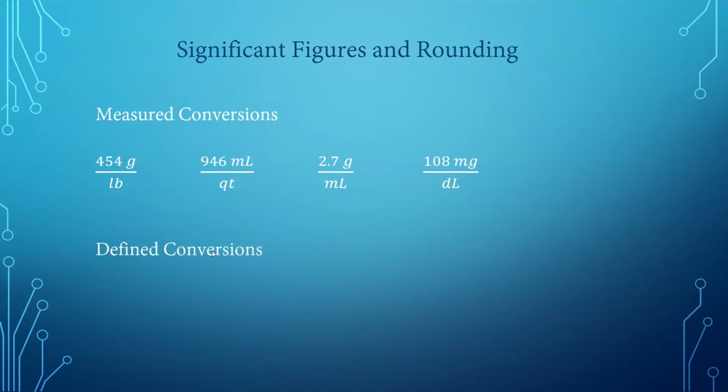Now there's another kind of conversion which we call defined conversions, because they're definitions. Someone simply said, let this be the conversion. For example, are there approximately 100 cents in a dollar, or are there exactly 100 cents in a dollar? And of course, it's exactly. If you go to the bank and you give them 98 cents, they're not going to give you $1, and you wouldn't be very happy if you handed them $1 and they only gave you 98 cents.